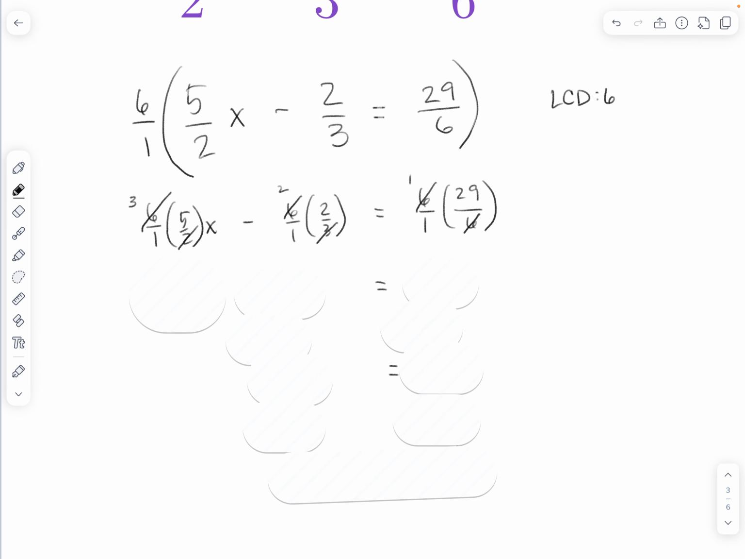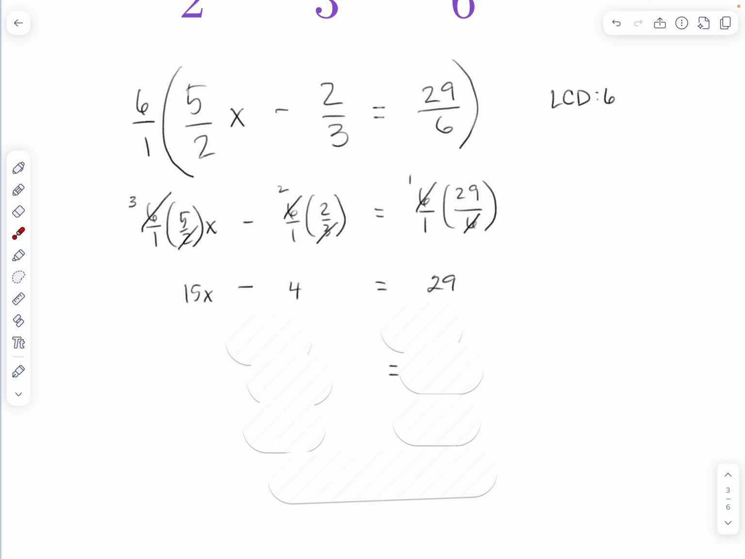All right, now let's clean that up. So I have a 3 times a 5 times an x all over a 1 times a 1. So 3 times 5 times x is going to be 15x divided by 1. I don't need that divided by 1. For the next one, I have a 2 times a 2 on top, so that's just going to be a minus 4. And for the last one, I'm just going to have a 29 on top divided by 1, which is the same thing as 29.